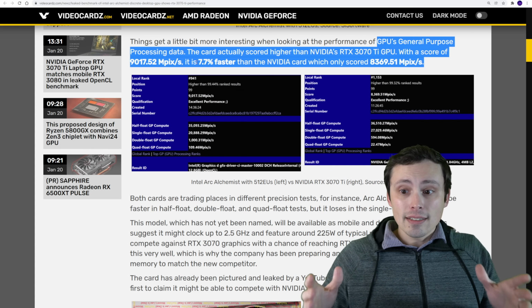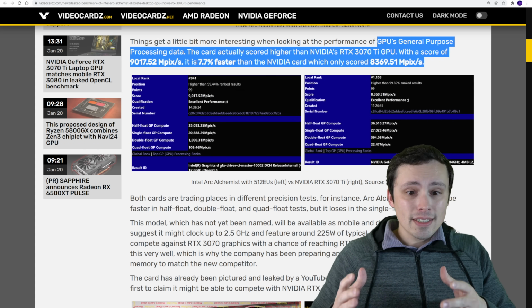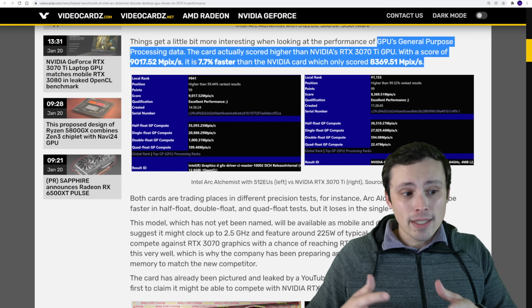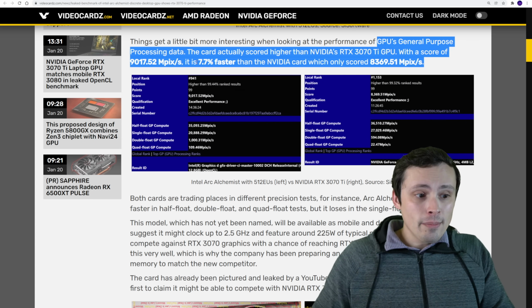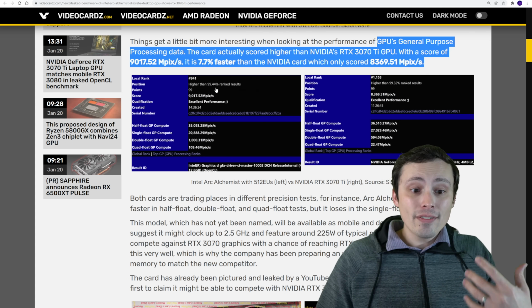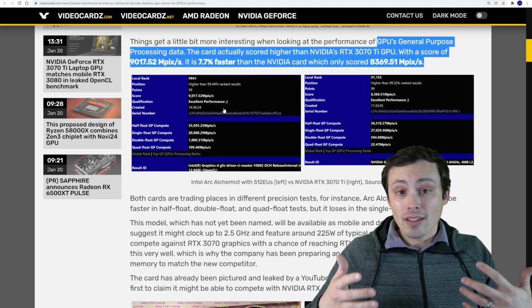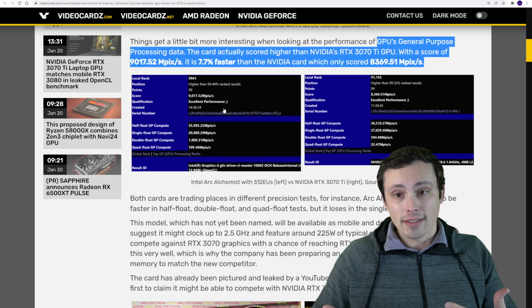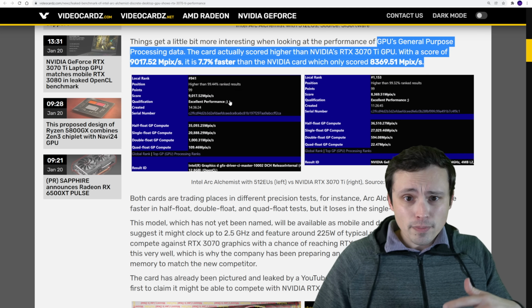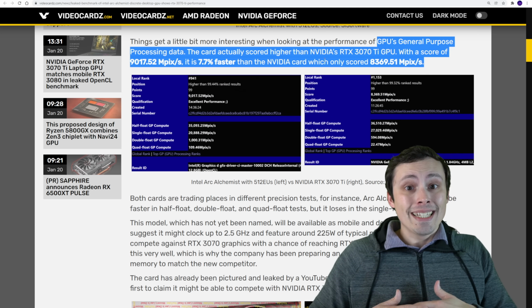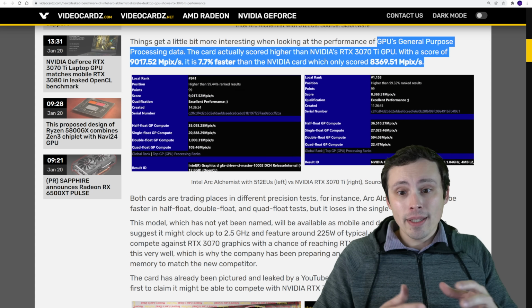And this leak does seem to put it there, although the important thing to understand here is this is not a gaming benchmark. I don't know a lot about this benchmark, but it is not a gaming performance benchmark. So on whatever these calculations rely on, this card does seem to be competing with the 3070 Ti, possibly beating it, at least on some elements. But that may or may not transfer to an actual gaming lead.